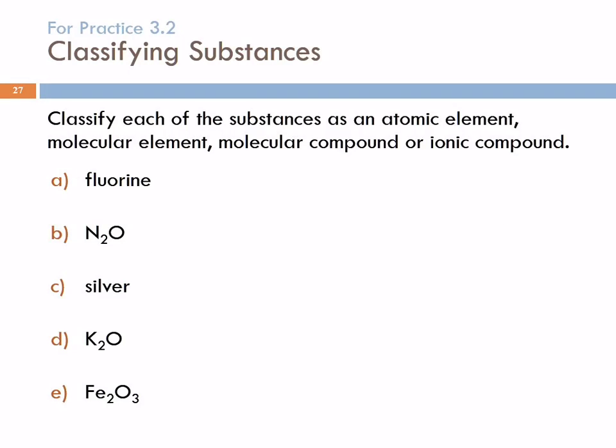At this point, we should be able to classify substances. So for each of these, we're asked, is it an atomic element, a molecular compound, or an ionic compound? So fluorine. It's an element. What kind? Molecular or atomic? Is fluorine one of the 7 diatomics? Yes, it is. Horses need oats for clear brown eyes. Fluorine is found as F2 in nature. And so this is a molecular element.